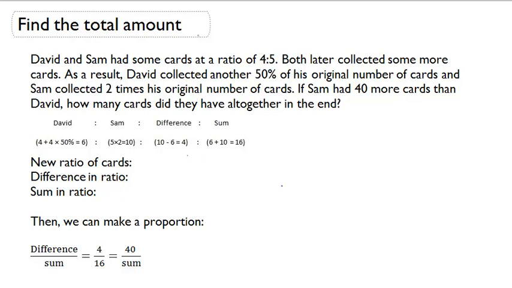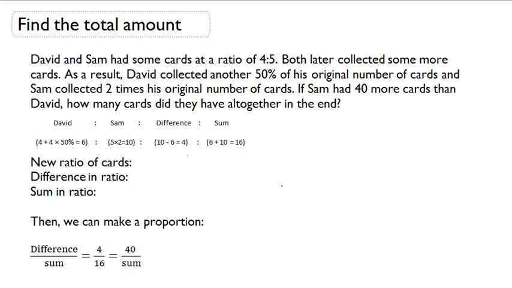Find the total amount. David and Sam had some cards at a ratio of 4 to 5. Both later collected some more cards. As a result, David collected another 50% of his original number of cards, and Sam collected 2 times his original number of cards. If Sam had 40 more cards than David, how many cards did they have altogether in the end?